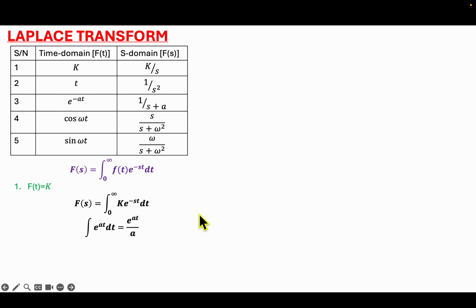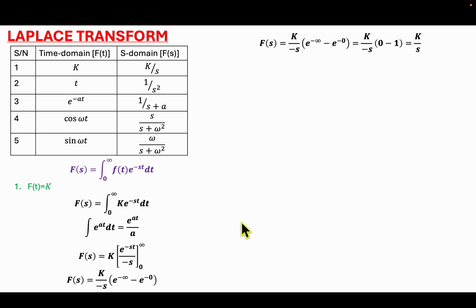So the general integration for exponential of at dt is just exponential of at over a. And applying it to this relationship, I will have this solution. So I just have to apply the limit now. So applying the limit, I will end up with f of s is equal to k over s.